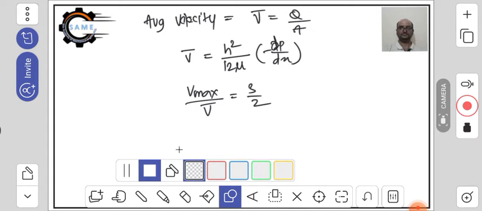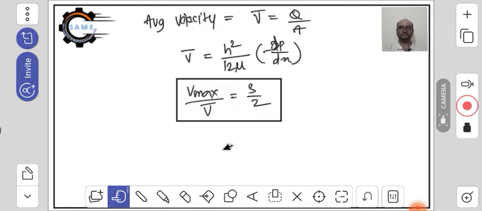See, the Vmax, can you imagine how this equation comes? Vmax by V average. Where is the Vmax in case of Couette flow? It's at the center line, right? Near the wall, it's zero. So the Vmax is there. And if you talk about the average velocity, then the V bar is 2 times, and Vmax is 3 times. That is what this is telling.